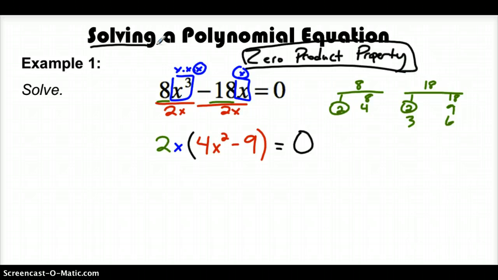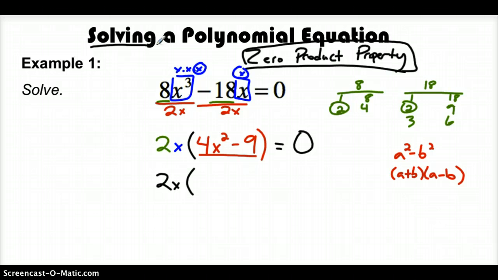I'm close. We should notice that what we have in red here is another one of our special factoring patterns. Remember that 4 is a perfect square, 9 is also a perfect square. This is the difference of two squares, where if we have a squared minus b squared, it factors down to a plus b times a minus b. So we're going to have 2x multiplied by 2x plus 3 times 2x minus 3, and that's equal to 0.